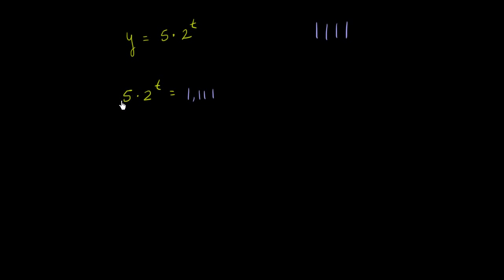So a good first step would maybe try to get this 5 out of the left-hand side. So let's divide the left by 5. But if we want to keep this being an equality, we have to do the same thing to both sides. So we get 2 to the t power is equal to 1,111 over 5. So how do we solve for t here?